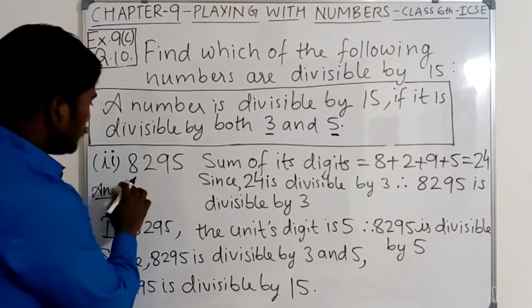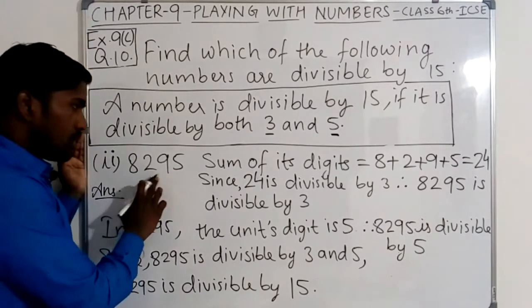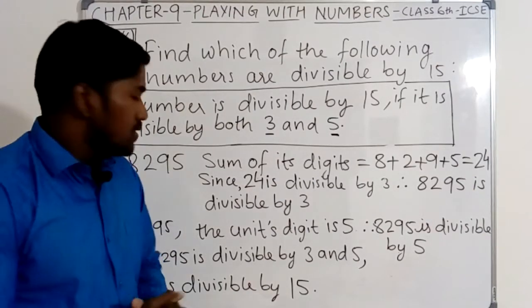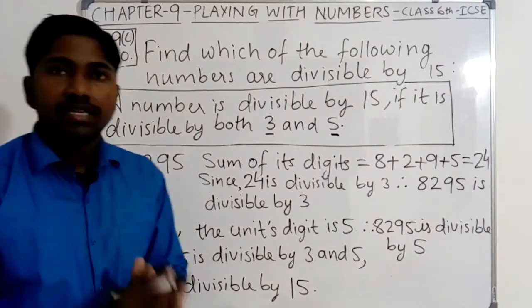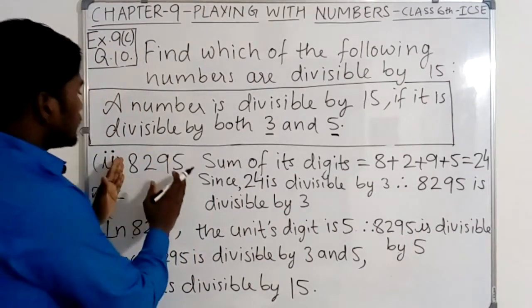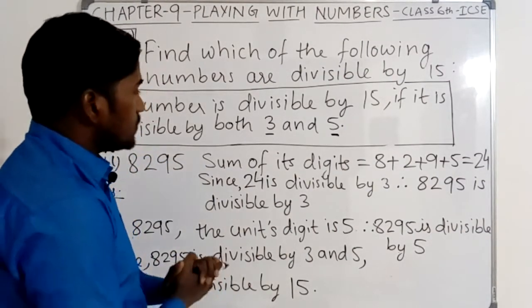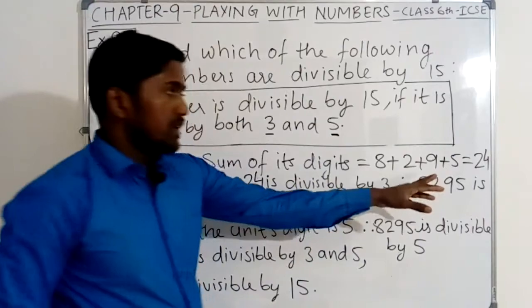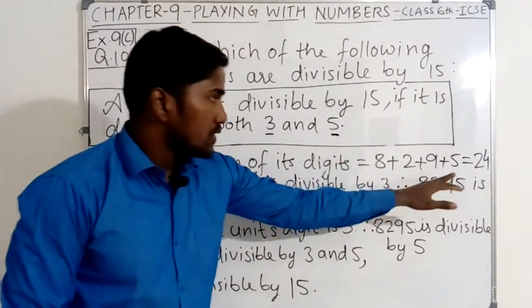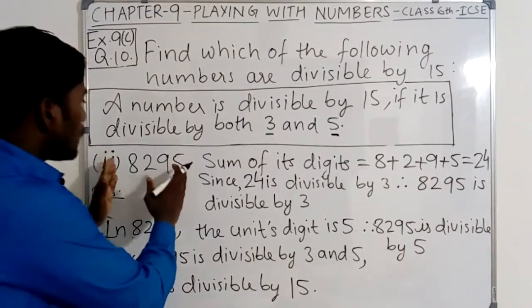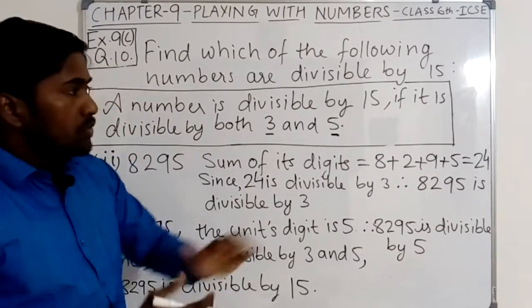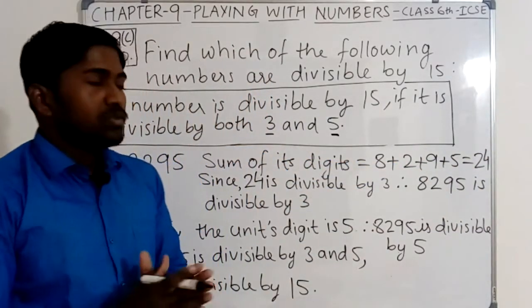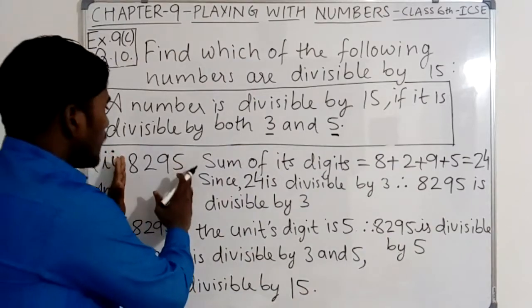Now see point number second, which number is given? 8295. So we have to check whether this number is divisible by 15 or not. So firstly we have to check whether this number is divisible by 3 and 5 or not. So for checking whether this number is divisible by 3, we have to check by this rule. Sum of its digits is equal to 8 plus 2 plus 9 plus 5 is equal to 24. So we have to check whether the sum of its digits is divisible by 3 or not. So here it is 24. So 24 is divisible by 3. Yes, it is divisible by 3. 3 eights are 24. So that means this number is divisible by 3.